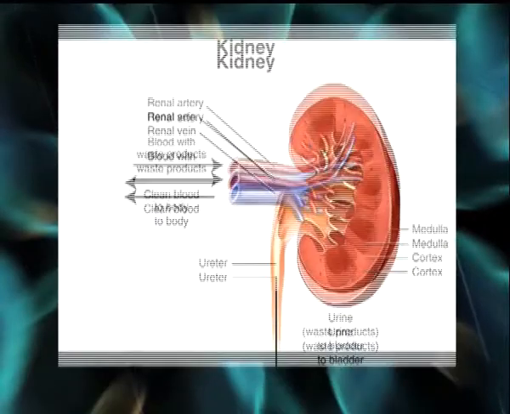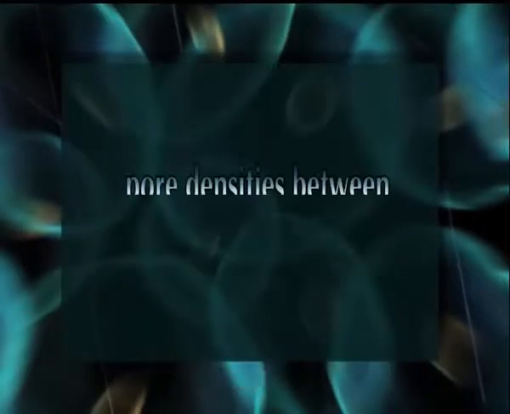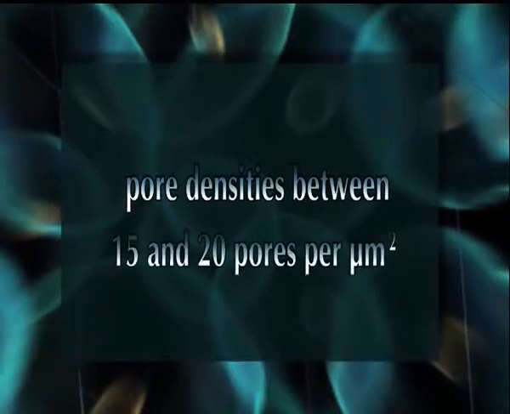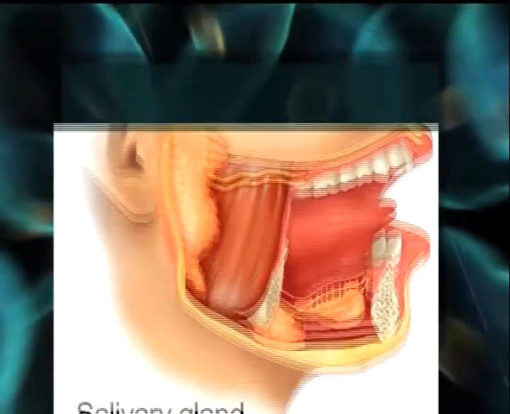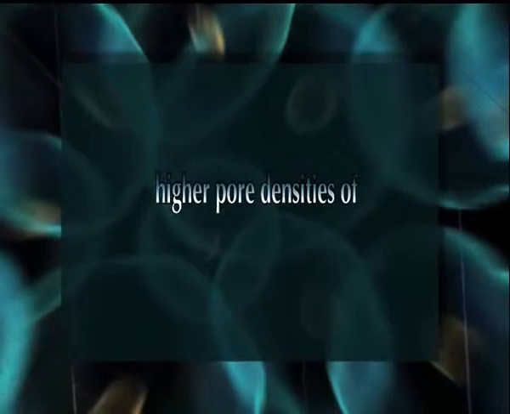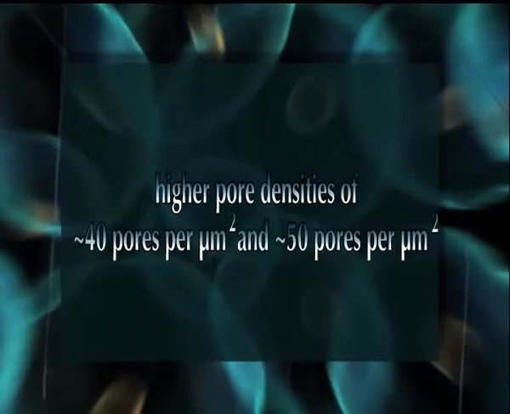Highly active but differentiated cells like liver, kidney, brain cells have pore densities between 15 and 20 pores per micrometer square. In the specialized cells like salivary gland and oocytes from Xenopus laevis, higher pore density of approximately 40 pores per micrometer square and approximately 50 pores per micrometer square, respectively, are found. The number of pores in the nuclear envelope, or pore density, seems to correlate with the transcriptional activity of the cell. The distribution of pores over the surface of the nuclear envelope is generally not random in somatic cell types.